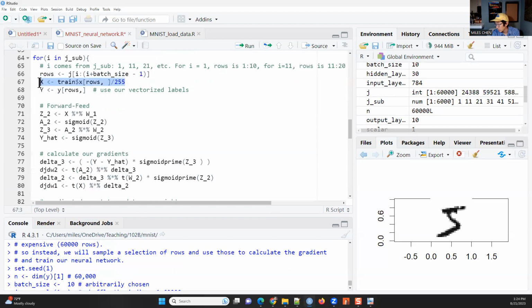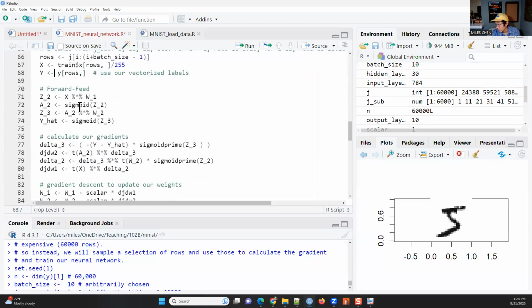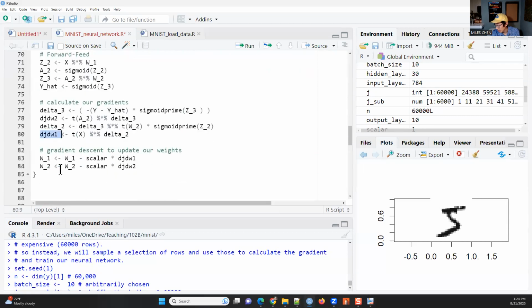Okay, I'm going to scale them down so that they're on a scale from 0 to 1, and then we do forward feed to get our current y-hat predictions. We use our current y-hat predictions to calculate our gradients, dJ/dW2 and dJ/dW1. And once I have my gradients, I do gradient descent. I take my current weight matrix and subtract off a scalar times the gradient. I take my second weight matrix, subtract off the scalar times the gradient, right?